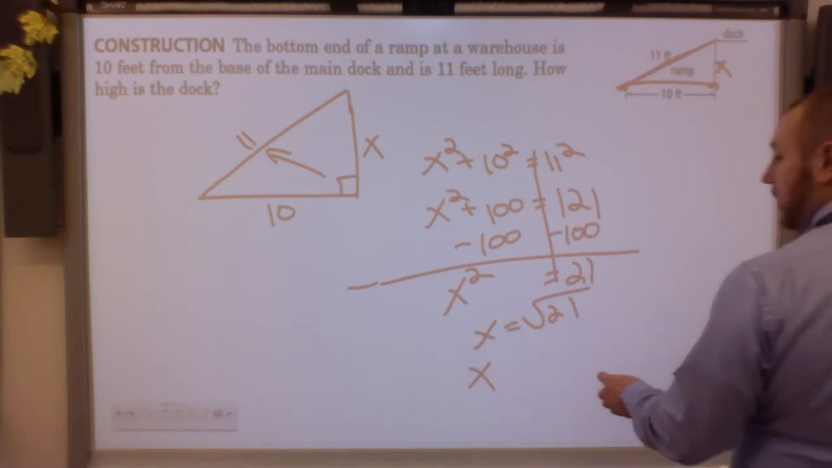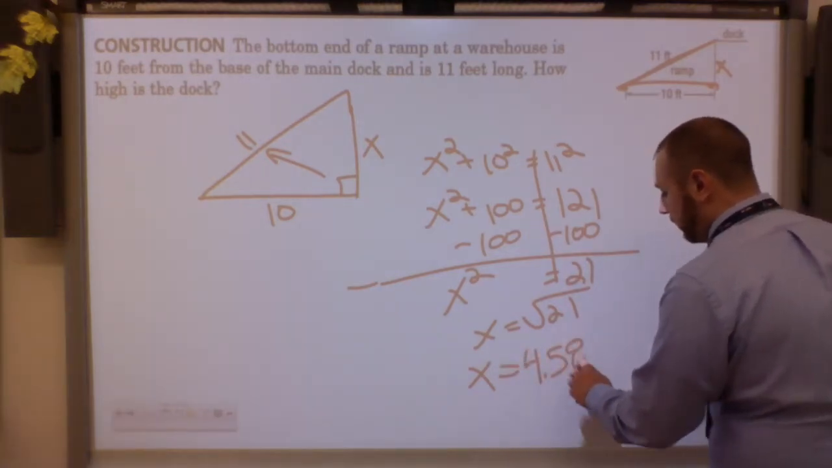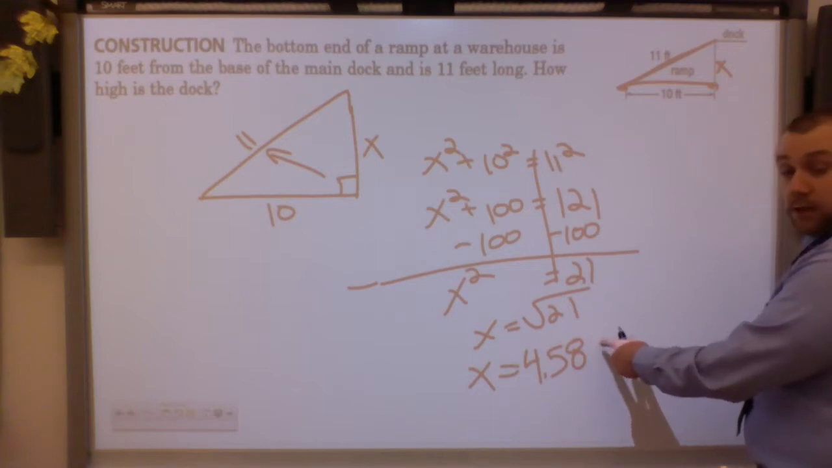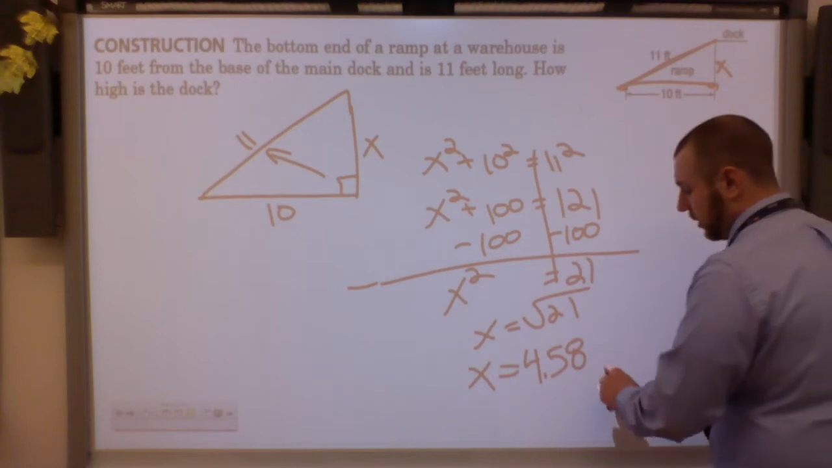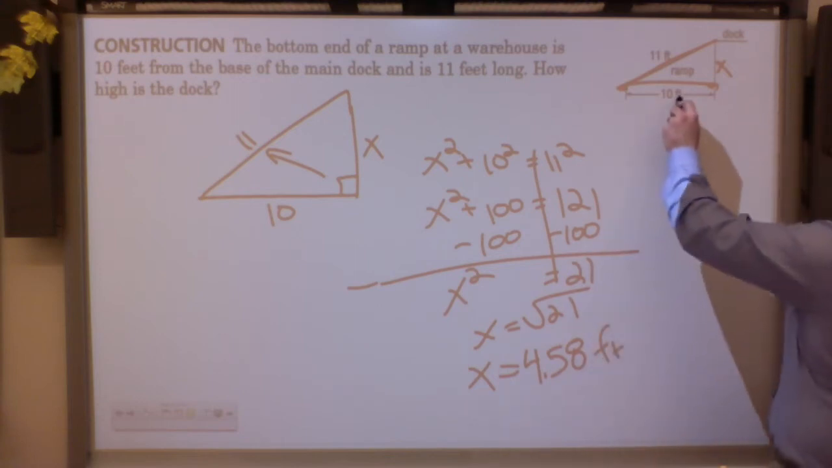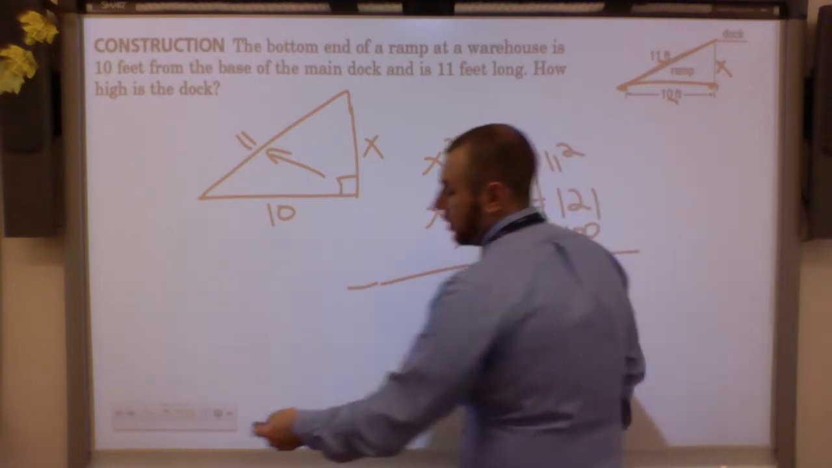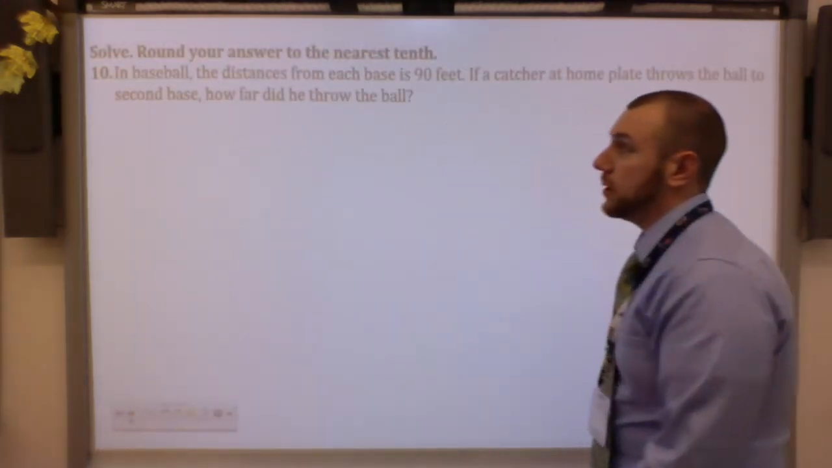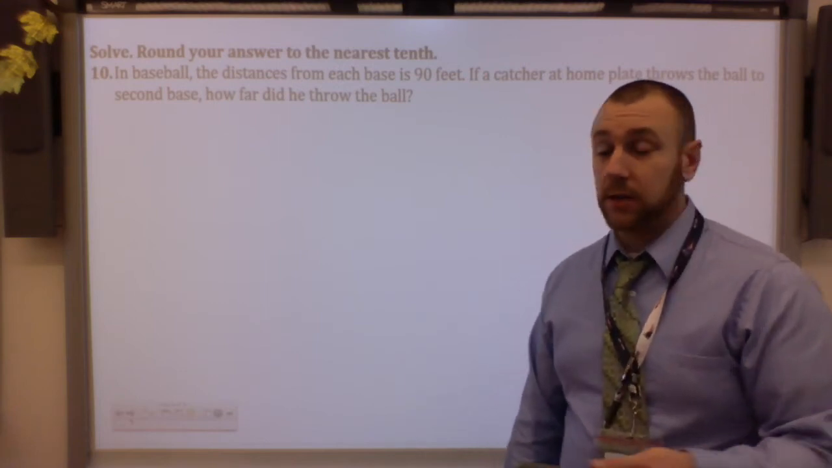And it turns out to be 4.582. So that third digit is a 2, so I'm going to keep just the 8. That's going to tell me around 4.58 feet, because all the other labels have feet. So we always want to draw a triangle or a picture for this.